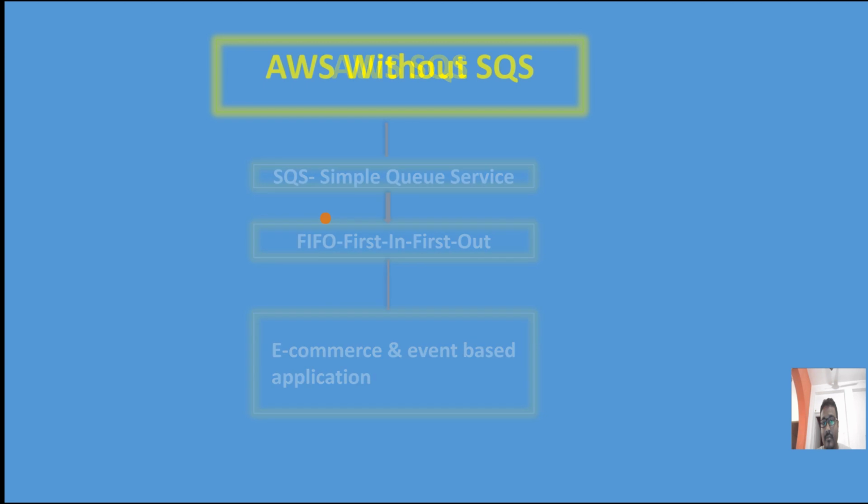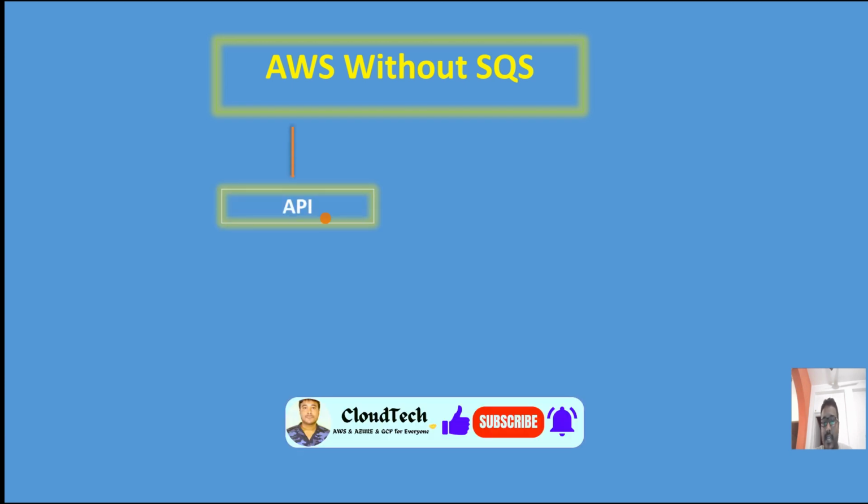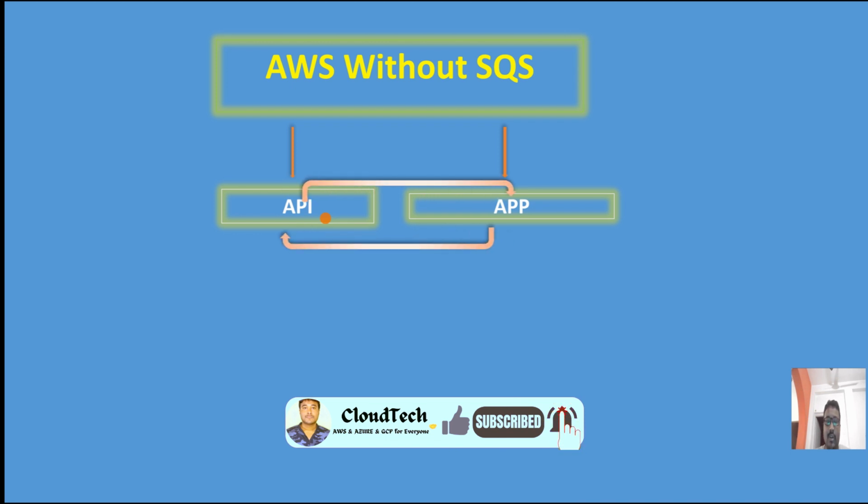Now, if you are not using AWS SQS and your application is deployed in AWS, what would the problem be? Let me explain. Suppose you have one API server where your front-end UI is running, and one app server where your actual backend code or database code is present. These two, app and API, communicate with each other directly.